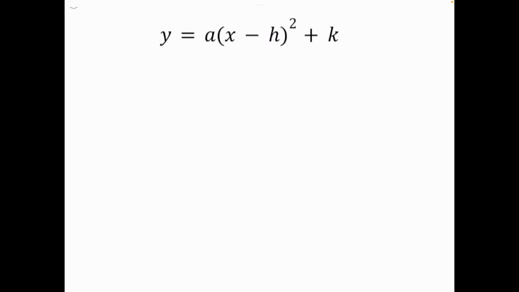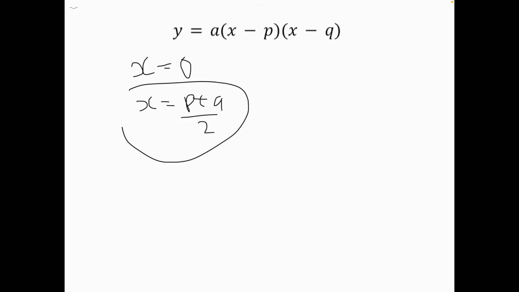This is the vertex form. To find the y-intercept, simply set x to 0, then solve the equation. To find the axis of symmetry, simply look at h. To find the vertex, simply look at h and k. And to find the x-intercept, simply set y equal to 0.